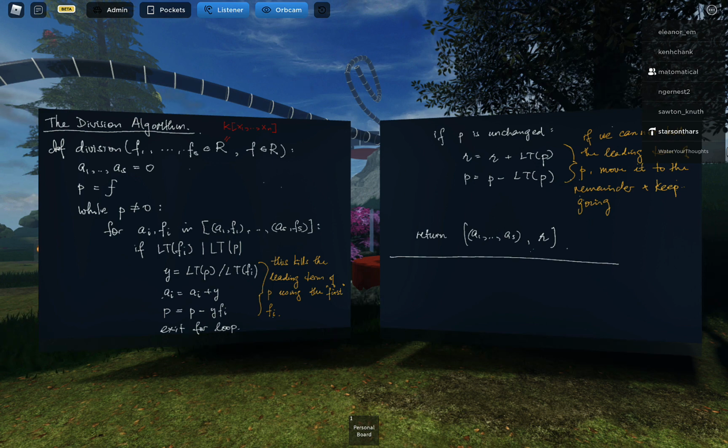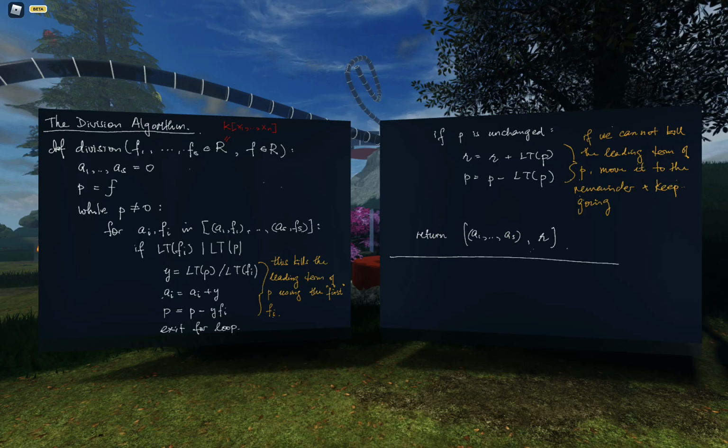And here we can already see something that we'll see in an actual example: the order in which we divide by the f1 to fs may affect the answer. It's not obvious whether it would, but it's also not clear at all whether it's independent of the order. It will turn out in an example that whether r is 0 or not will depend on the order of f1 to fs. Once we're done with this, we return A1 to AS and R. And the claim here is that this algorithm actually does what we want. So I'll write this up on another board.